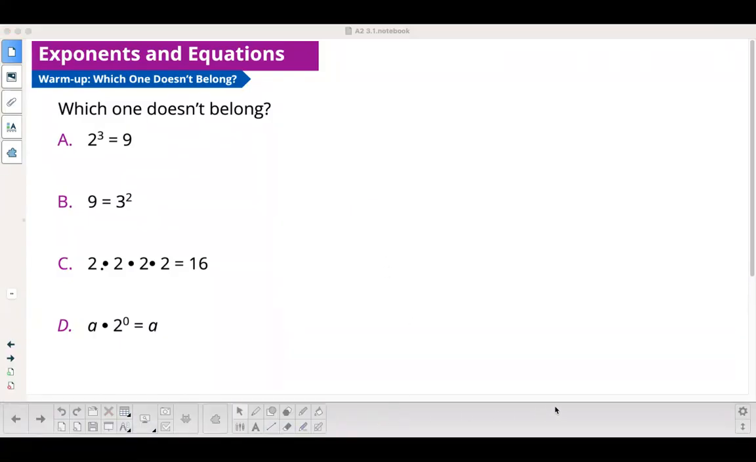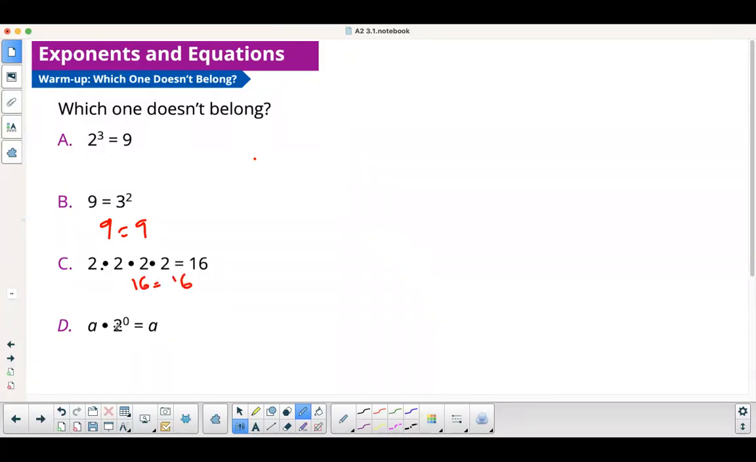For A, I would say A is the only one that's probably not true, because if I plug in, for this one, 3 squared, I get 9 equals 9. 2 times 2 times 2 times 2, that's 16. And then this is 1, so A times 1, A equals A. So I would say A is the only one that's not true, because 2 cubed is 8. That's 2 times 2 times 2. So 8 is not equal to 9. So this one, because it's not true.